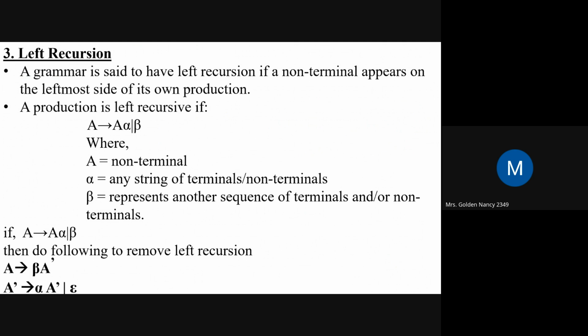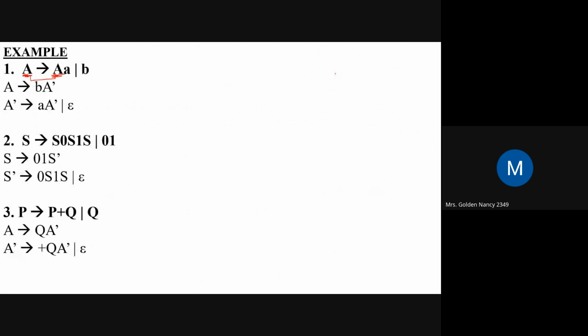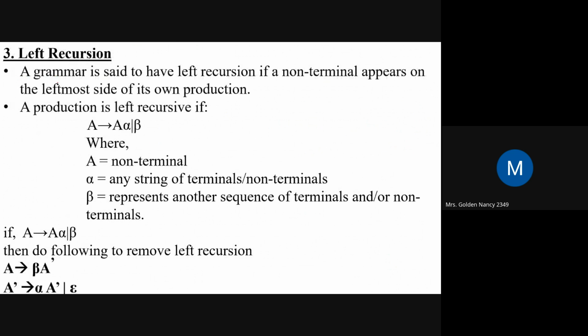So listen carefully. A grammar is said to have left recursion if a non-terminal appears on the leftmost side of your production. What is a non-terminal? The capital letters. So here you can see a non-terminal. A is the start of your production, and you have one more of the same non-terminal on the right side. So this is the left side and this is the right side of your production. Then that is called left recursion.